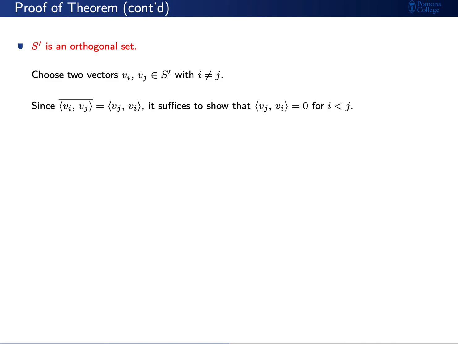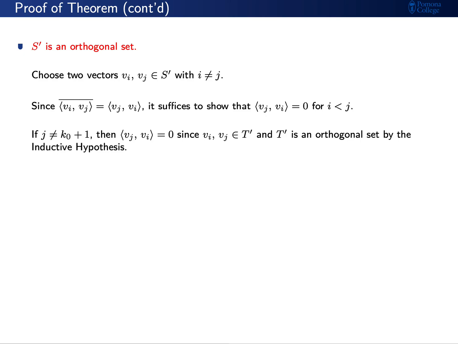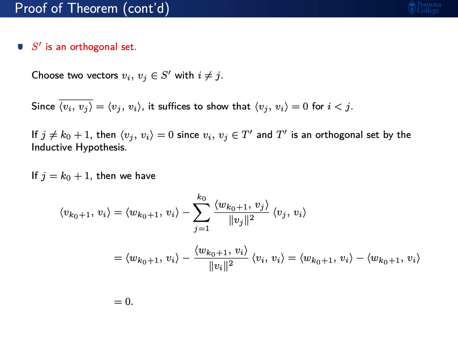We have a couple of cases. If j is not k0 plus 1, then this inner product is 0 by the inductive hypothesis. If j is equal to k0 plus 1, then we just use the definition of v sub k0 plus 1 to see that the inner product is 0. This is why we made this funny choice of sum for our definition of v sub j.